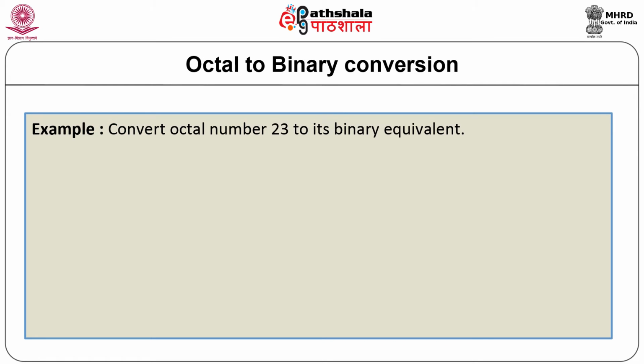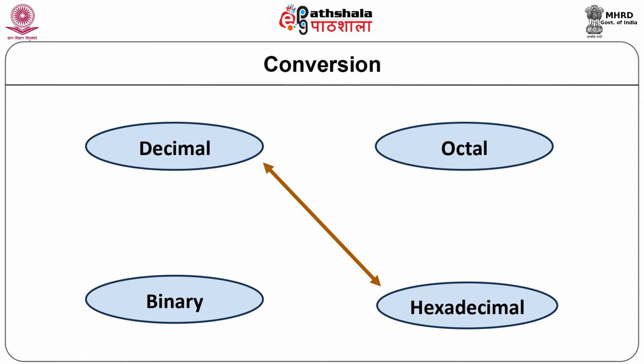Let us now demonstrate octal to binary conversion. Convert octal number 23 to its binary equivalent. In octal to binary conversion, each octal digit is converted into its equivalent 3-digit binary form. Thus, 23 in octal can be represented as 010011 in binary.